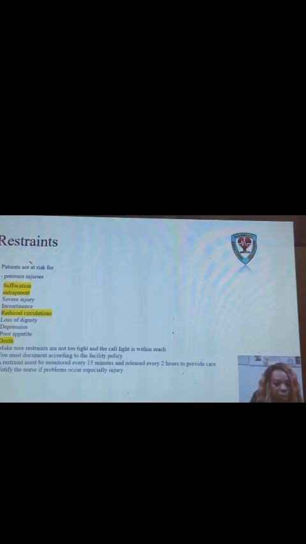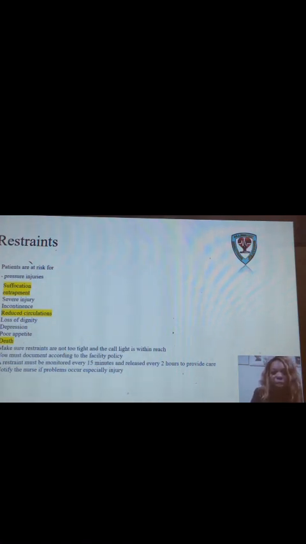Generally, a resident must be monitored every 15 minutes, and the restraint should be released every 2 hours to provide care. You want to notify the nurse if any problems occur, especially any type of injury from the restraints. Now, if you notice that their fingertips are cyanotic, which is the medical terminology for a bluish hue of the skin, you want to release the restraints immediately, and you want to notify the nurse.